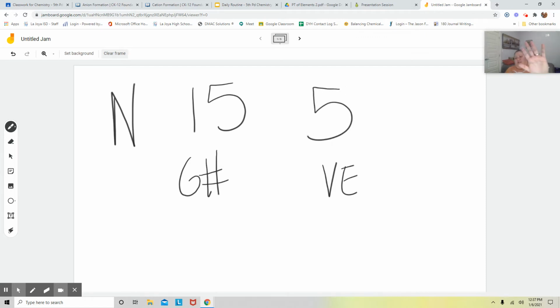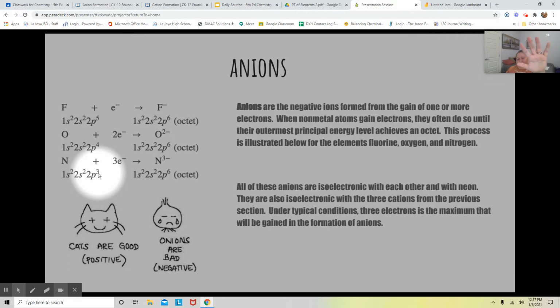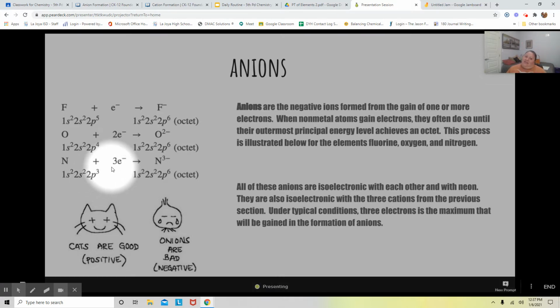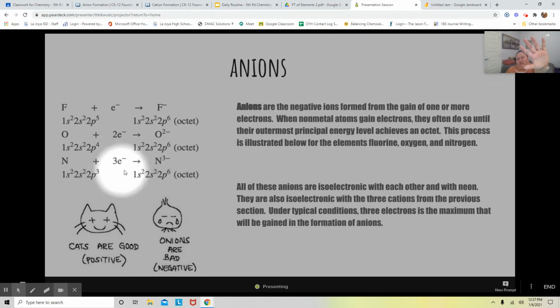5. 5, right? 1, 2, 3, 4, 5. All right, and you can see it here in the presentation. In the electron configuration, 2 in the s orbital, 3 in the p orbital for a total of 5. How many more in order to make an octet? Octet is 8. You already have 5. You need to make 8, Irvin. How many more electrons do you need? 3.